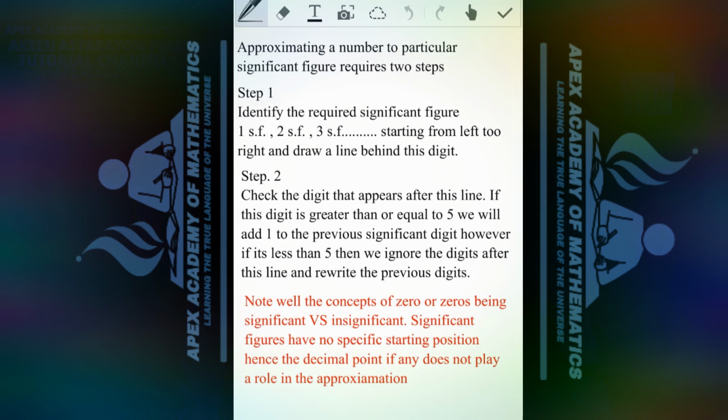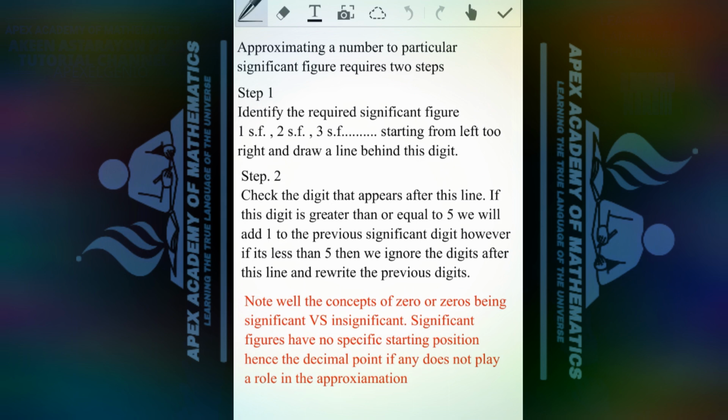All right, so they're saying that they want you to approximate or round off the number to the first or the second or the third significant figure. But remember that you count your significant figure starting from the left going towards the right. All right, and then once you've located that required significant figure, you're going to draw a line behind this digit.